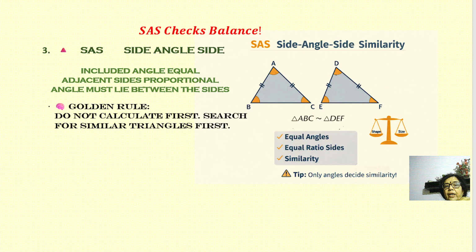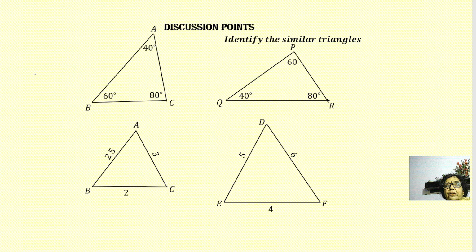The first one is AAA, the second one is SSS, and the third one is SAS. Now let us try to understand them with the help of some very simple, direct questions, and see how we apply these criteria in solving our questions. So here we have two triangles ABC and PQR.